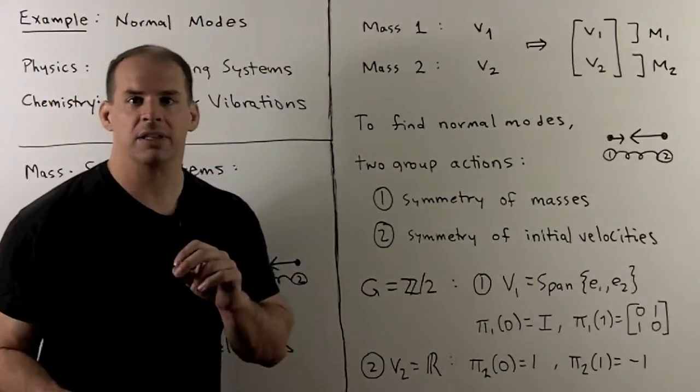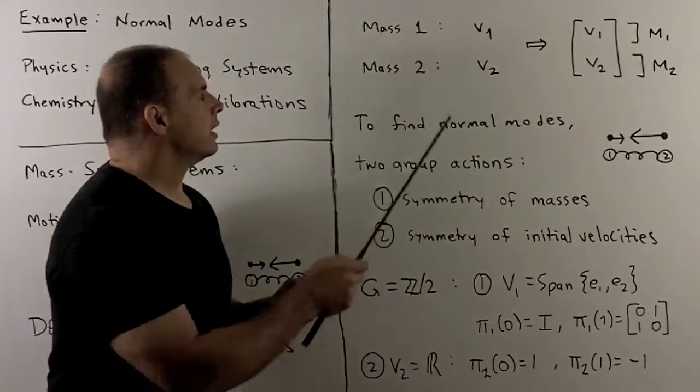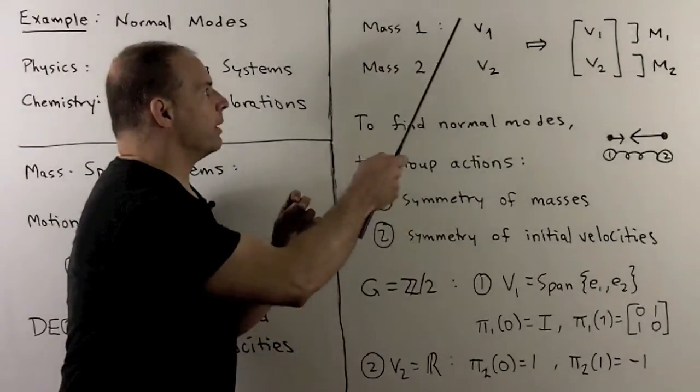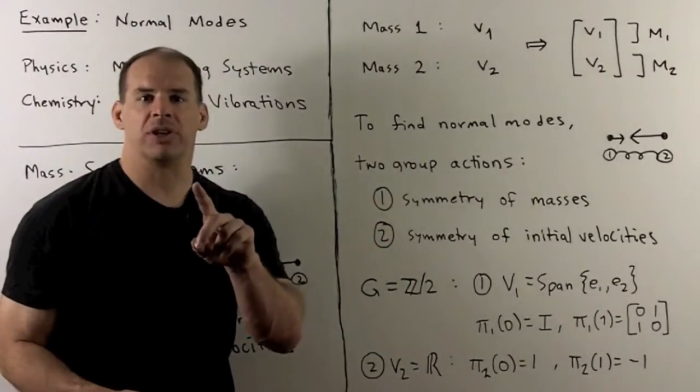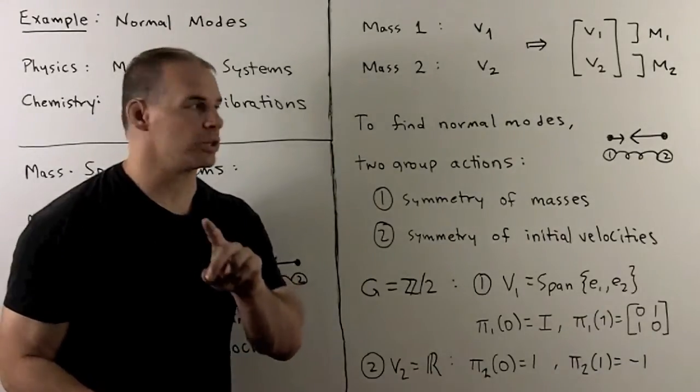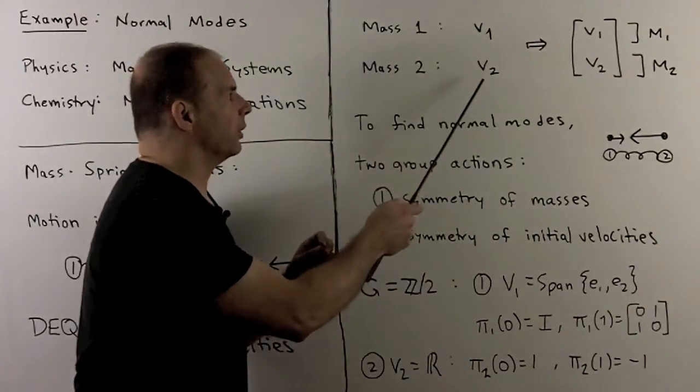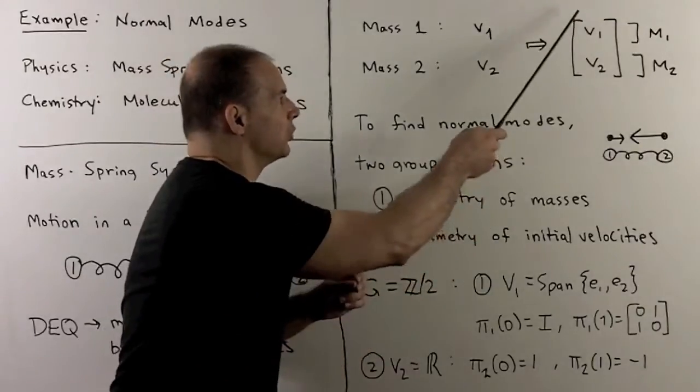To quantify things, let's see what we have. Now, we're going to have initial velocities on mass 1 and mass 2. Since we're in the one-dimensional case, these are just going to be real numbers. So we'll call those v1 and v2. We're going to put them together in a 2-vector.